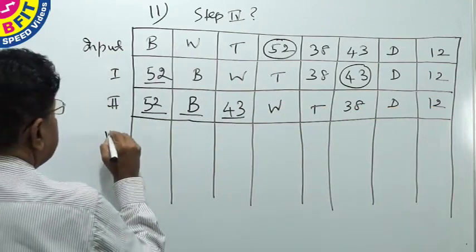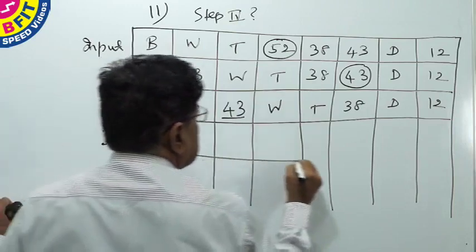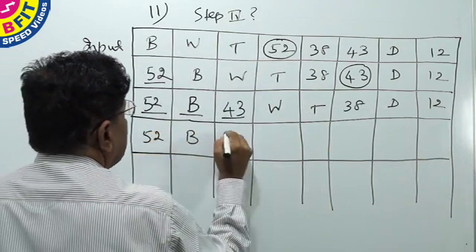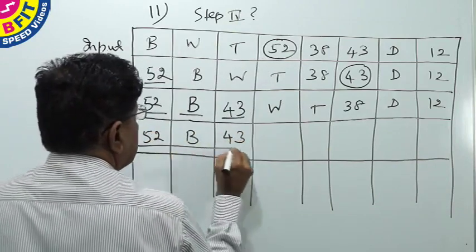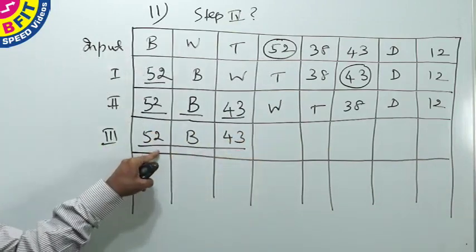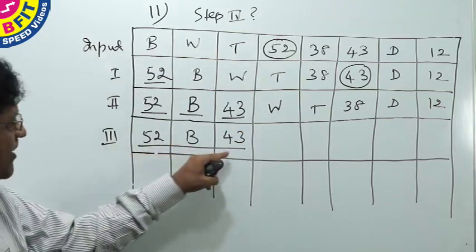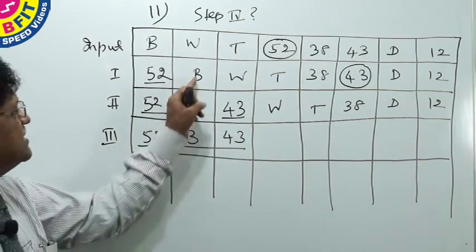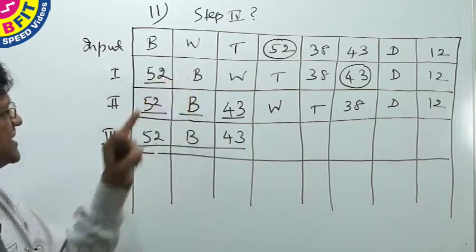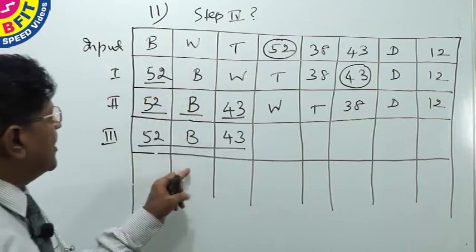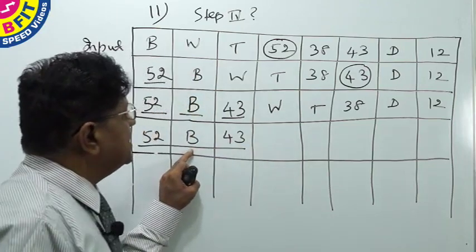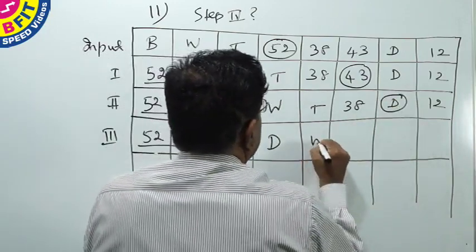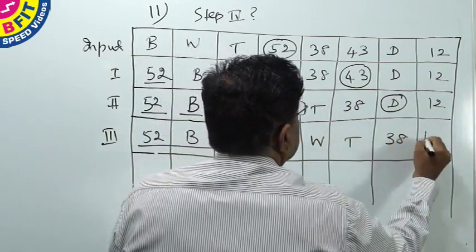Now, step 3. We shall inherit whatever we have done, 52, B, 43. It is where this underlining will help you. Even though we are in step 3, we have already changed 3 variables, because in step 2, B has fallen by itself. Then what should come here? An alphabet higher than B. Which is the alphabet higher than B? D. D will come here. Then W, T, 38, 12.